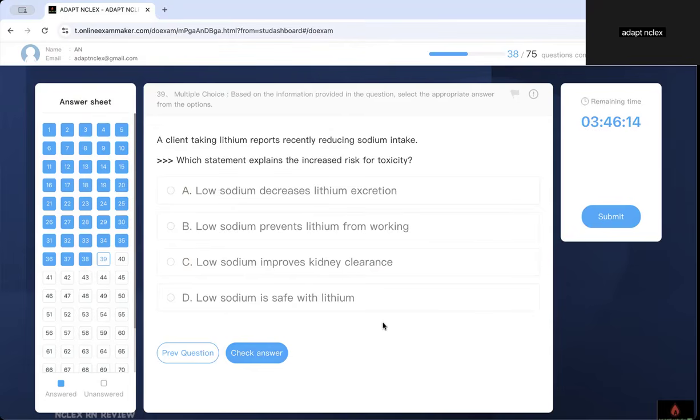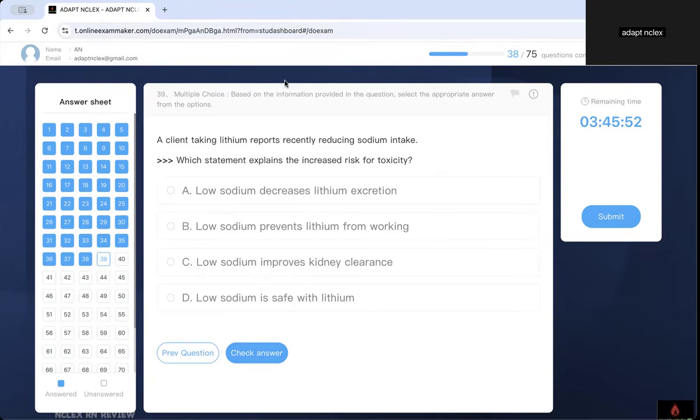What is the relationship between sodium and lithium and your kidney? Lower sodium decreases what? Low sodium decreases lithium excretion. Low sodium prevents lithium from working. Low sodium improves kidney clearance. Low sodium is safe with lithium.